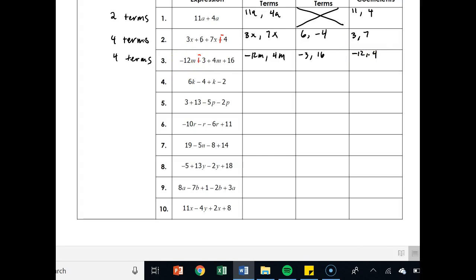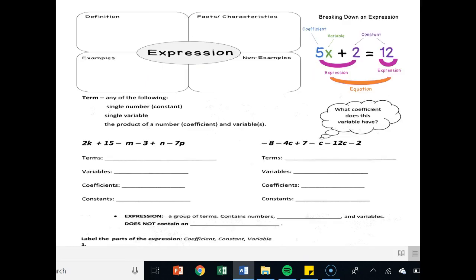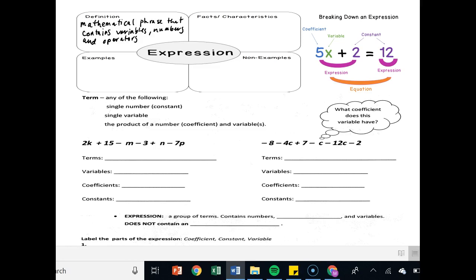Okay, so the rest I'm going to have you either do an Edpuzzle, or I'm going to have you do in partners. On the back side, let's just review a little bit. What's the definition of an expression? Well, it's a mathematical phrase that contains variables, numbers, and operators. And something as simple as 2x plus 5 minus 3y, right? We have our numbers, we have our variables, and we have our operator.